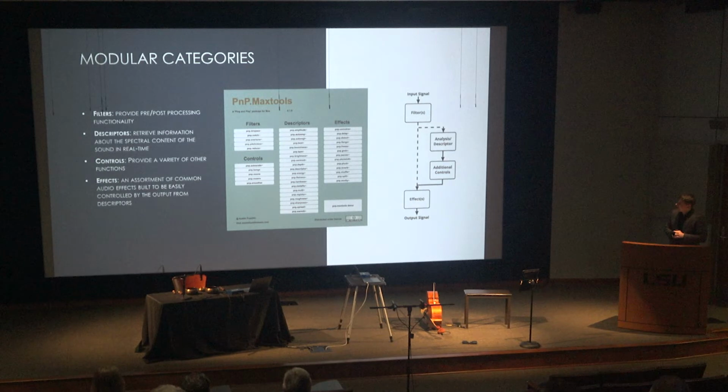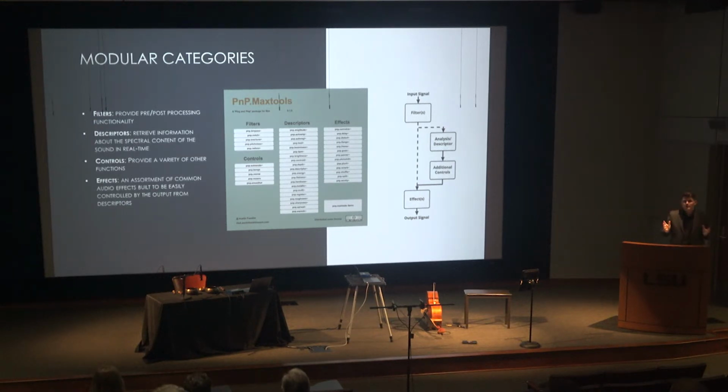So these categories are broken down as follows. You can see the descriptions there on the left. The image in the center is the package home patcher. Whenever you open MaxMSP and you want to learn more about some of the objects, you open the home patcher. And so we see the title, PnP.Maxtools, a plug-and-play package for Max. And then we see each of the 4 categories, and each of the objects underneath the name of the category that describe what each object does. And so we can see the descriptors of the largest category.